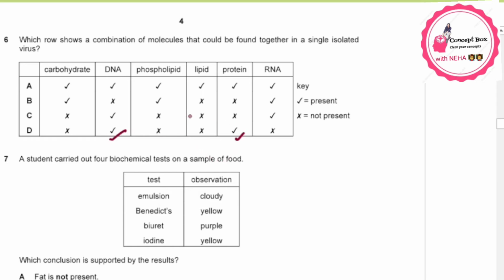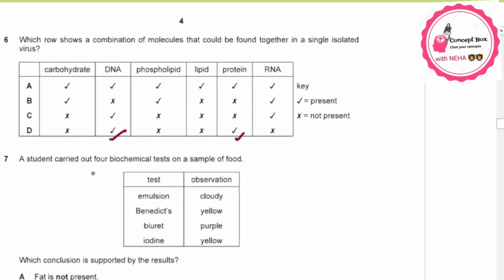In most viruses we have RNA with the protein, but RNA and protein is not in the options. So many viruses also contain DNA as a genetic material.